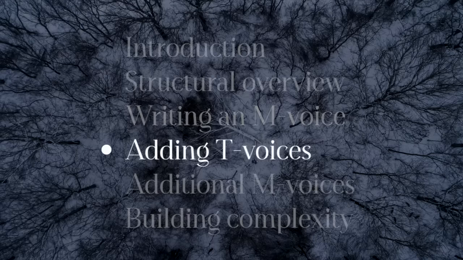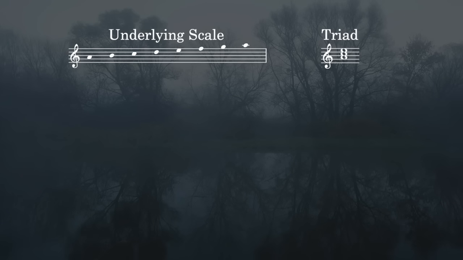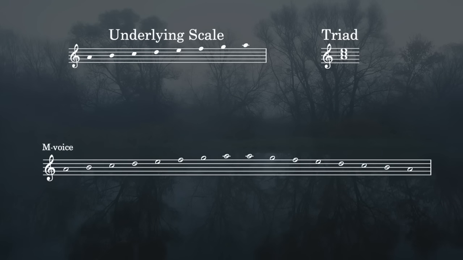In order to write a T voice, we need an M voice to tether it to. Let's have our M voice be a complete iteration of the A minor scale, first going up and then coming back down to where we started. I should point out that even this has some structural balance to it. I've created an idea to go seven steps up and away from the central note, A. Then I wrote a symmetrical response that goes seven steps down and toward our central pitch.